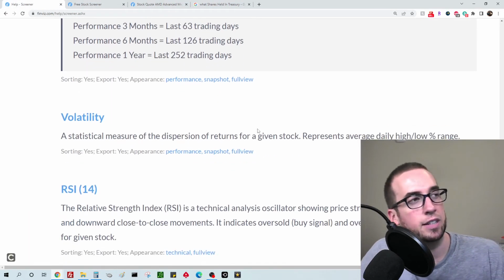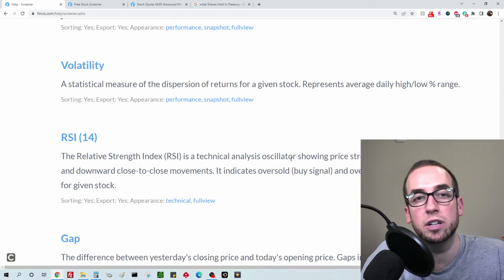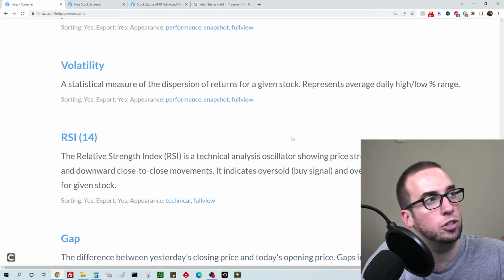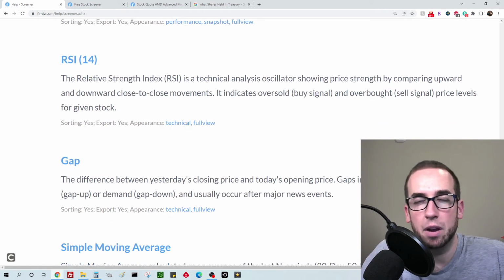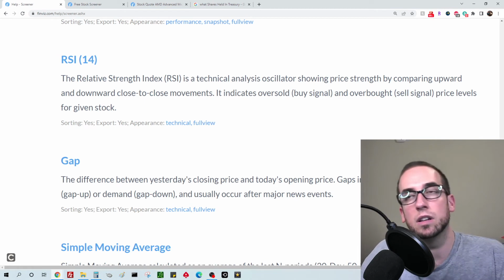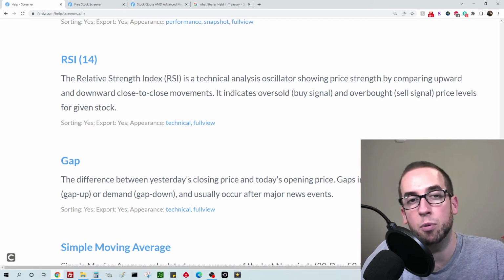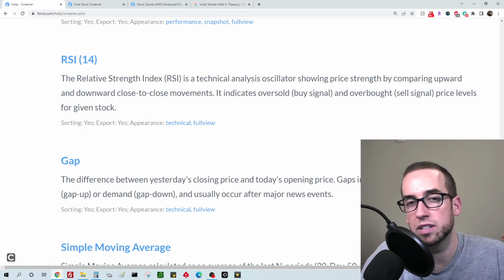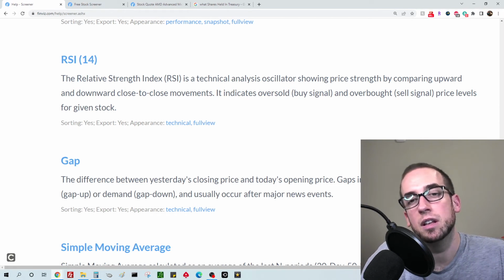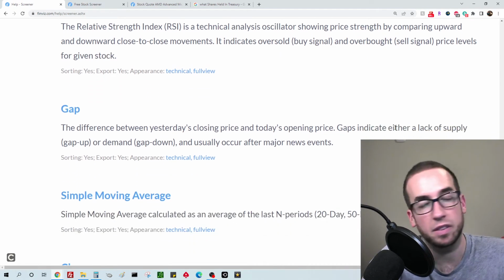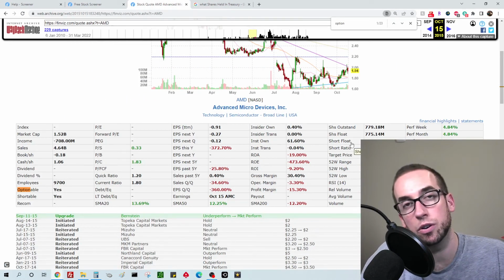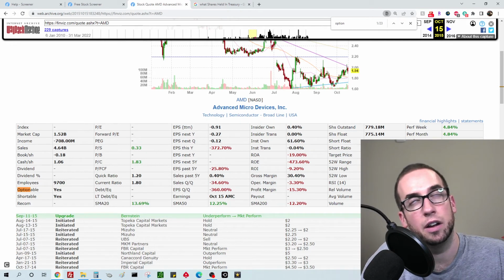Mouthful. All right, volatility, a statistical measure of the dispersion of returns for a given stock, represents average daily high or low percent range. RSI 14, the relative strength index, is a technical oscillator showing price strength by comparing upward and downward close to close movements. It indicates oversold (buy signal) and overbought (sell signal) price levels for a given stock. That's pretty important. If it's over 70, it's too hot, and if it's under 30, it's oversold. So 65, that's pretty warm.